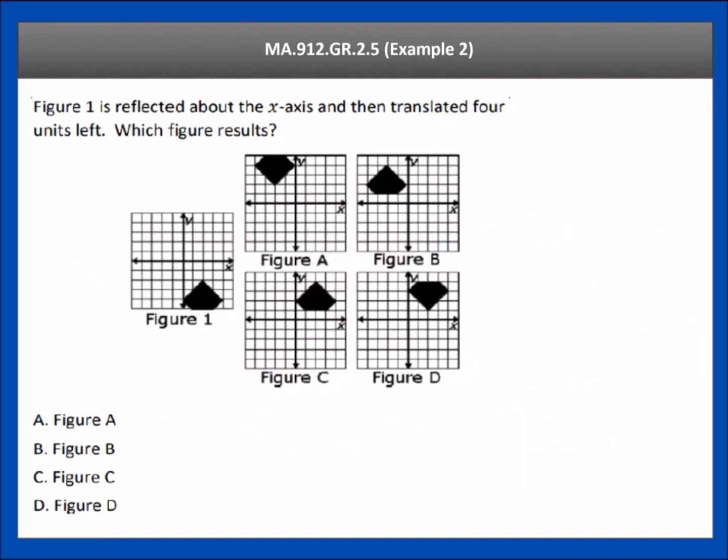All right. So let's look at a second example. It says figure 1 is reflected about the x-axis, and then translated 4 units left. So that's 2 transformations back to back. That's a sequence of transformations. Which figure results? So we're taking figure 1 and it's mapping onto which one?